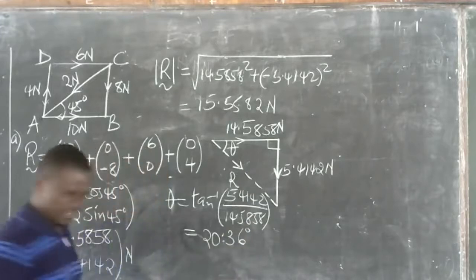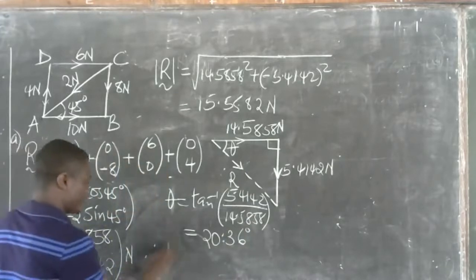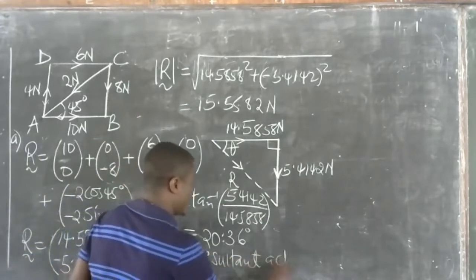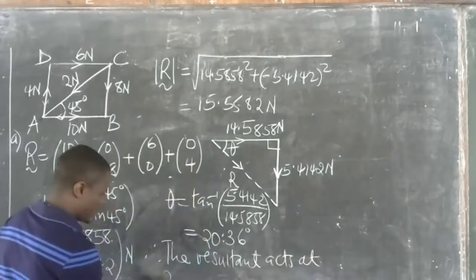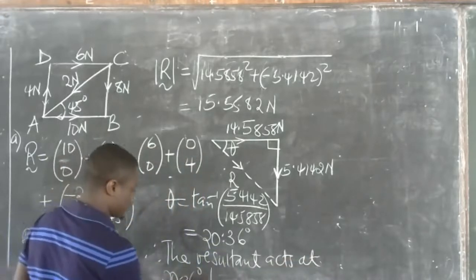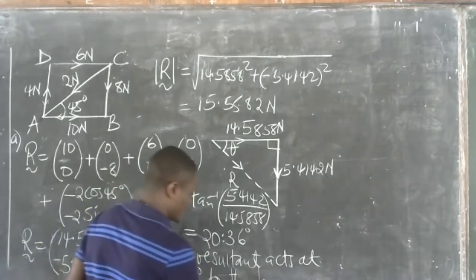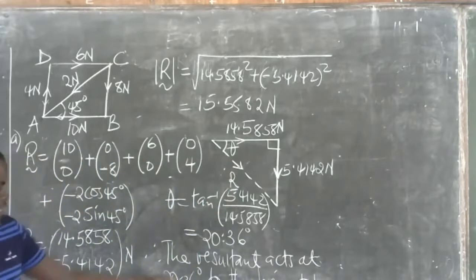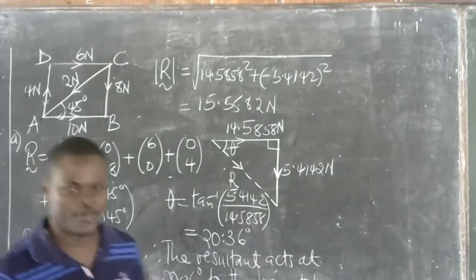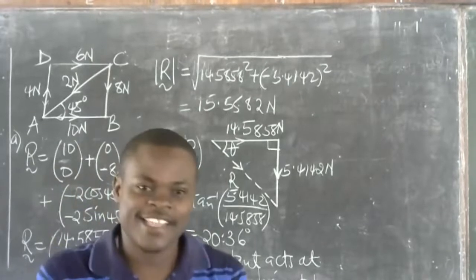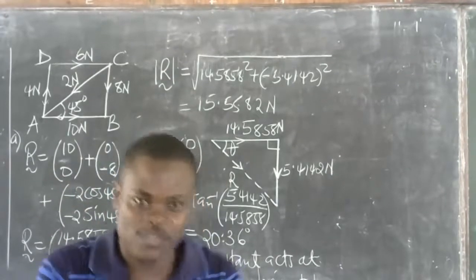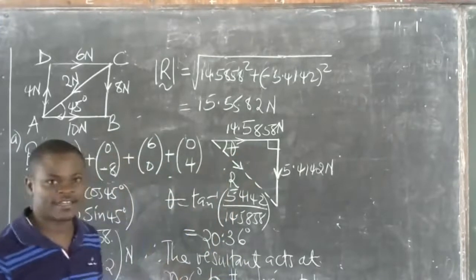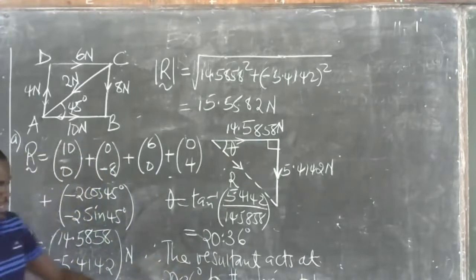20.3648 degrees. So you conclude, therefore, the resultant acts at 20.36 degrees to the horizontal. So the resultant is acting at 20.3 degrees to the horizontal. And that's enough. You don't even need to mention below the horizontal, because we can see from the diagram that it is acting at theta below the horizontal.